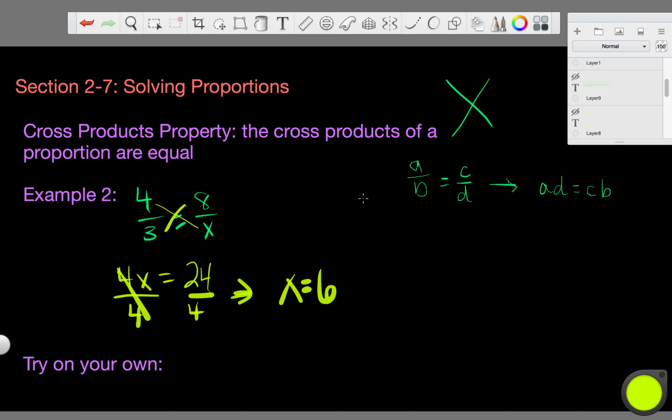Okay? I want you guys to try one on your own. This is going to be in orange, and you guys are going to solve this proportion using the cross products method. Y over 3 equals 3 over 5. Okay? Awesome job. Proportions are fun.